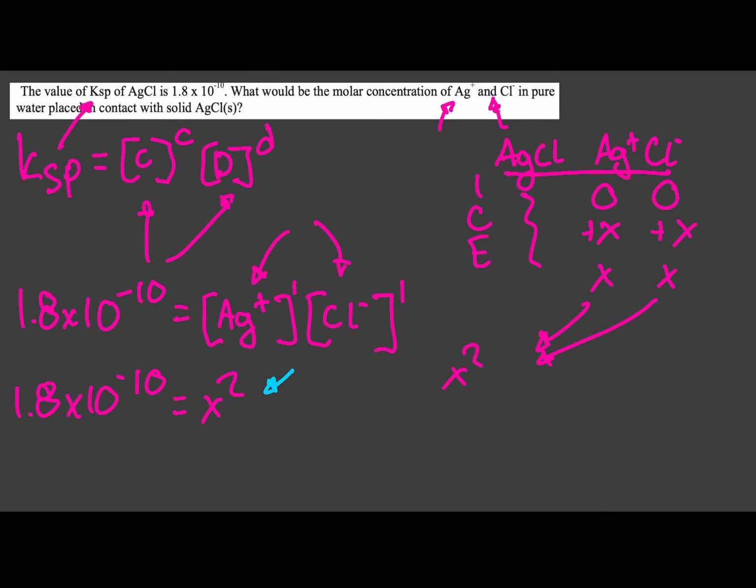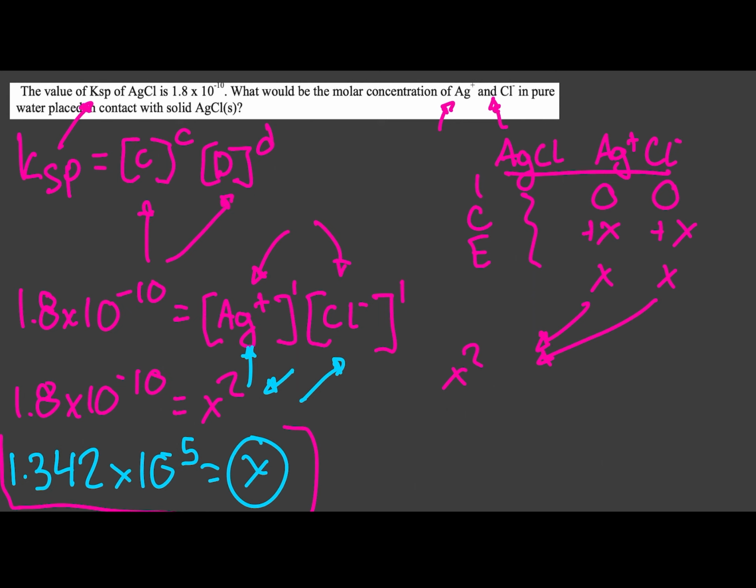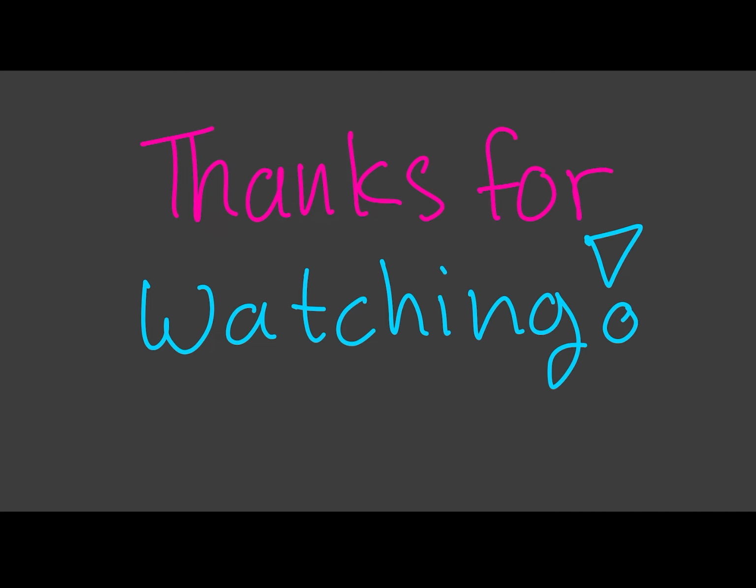So now all we need to do to find x is square root both sides. So that comes out to be 1.341, or 342, I'll do 3 significant figures, times 10 to the negative 5 equals x. So because x right here is representing both Ag and Cl, this right here will be the molar concentration of both Ag and Cl. That is it for this video. Thanks for watching.